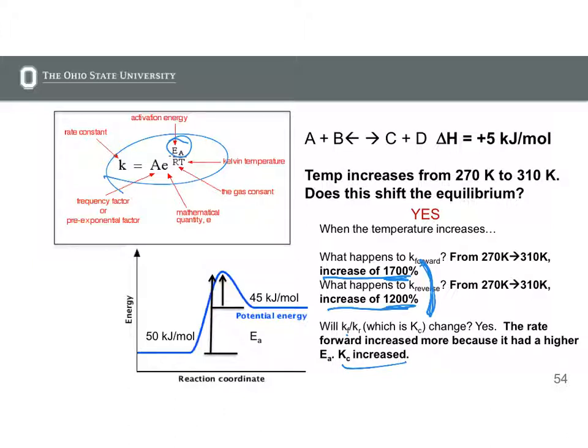Does that make sense? Yes. Do we have to know how to calculate the percentage? No, you're good. You don't need to know that now. That's a different chapter.